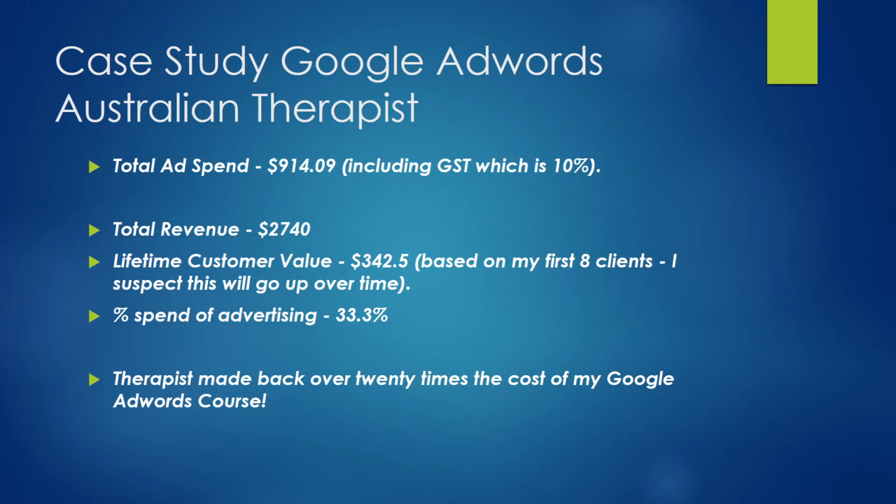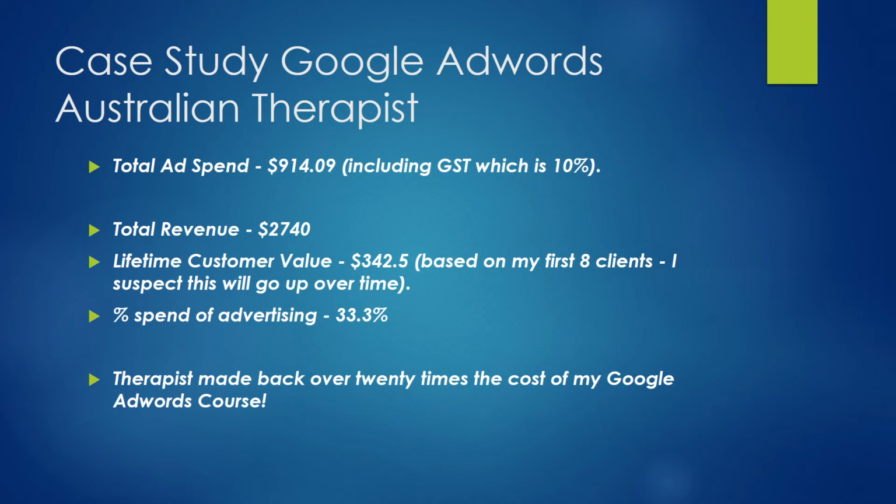And this person has given their permission for me to use the statistics that they got in this case study to give you an idea of the revenue that they got as a return. So here are the numbers. They spent 914 Australian dollars, just over, to try and get new clients. And look what comes next. Total revenue, $2,740. And that meant 8 new clients with a lifetime customer value of $342.